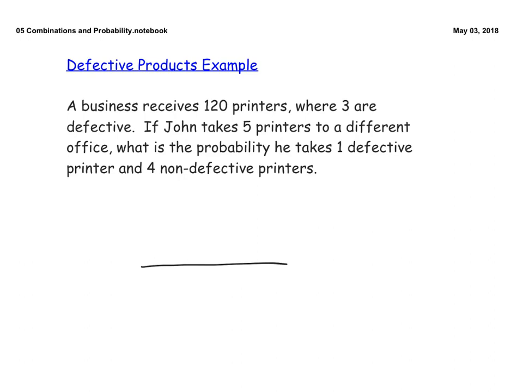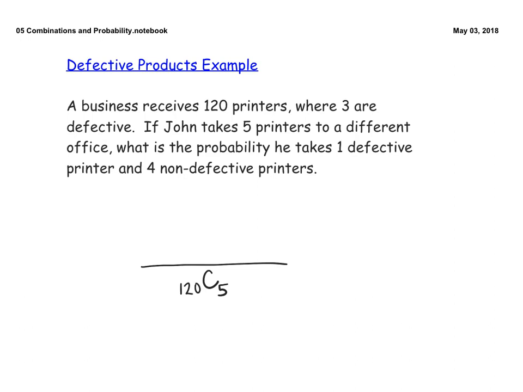How many printers are there? There's 120. And how many is John taking? He's taking a total of 5. The denominator is not affected by the defective and non-defective.